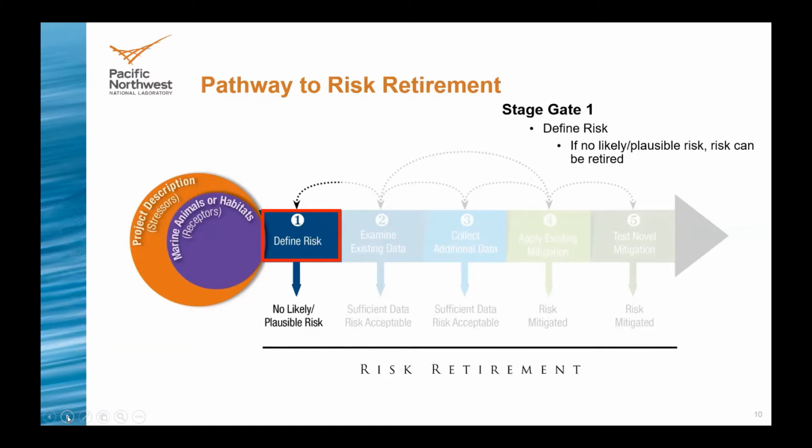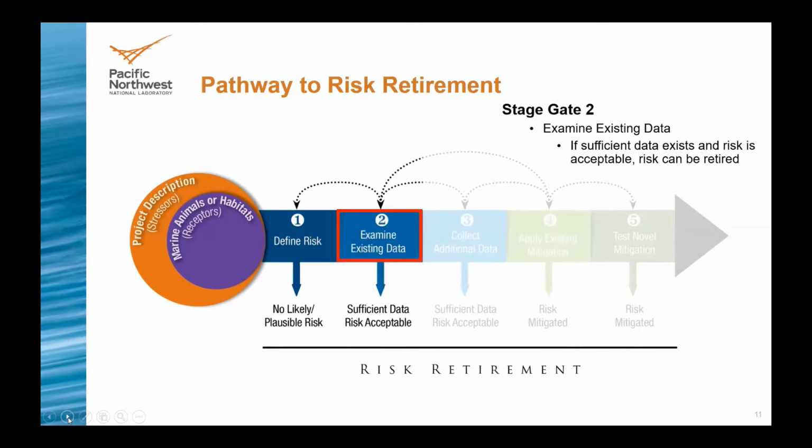That denotes that the particular risk for that situation can be retired. However, if there is a reasonable risk, you go on to stage gate 2. Here you examine existing data and assess if the data provides enough information to determine if the risk is no longer a concern. If that's the case, there's another off-ramp and you would consider it to be retired. However, if sufficient data is not available or uncertainties remain, you move into stage gate 3.